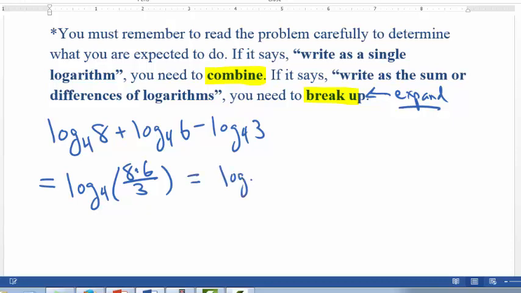This is really log base 4 of, 8 times 6 is 48, and 48 divided by 3 is actually 16. And now this is actually just an exact value, right? The log base 4 of 16 is just 2, because 4 squared is 16. So this is an example of, I keep reversing the words, you combine those 3 logs into a single log. None of those 3 logs were exact the way they were. But when I combined them into a single log, it actually gave me an exact value, which was very nice.